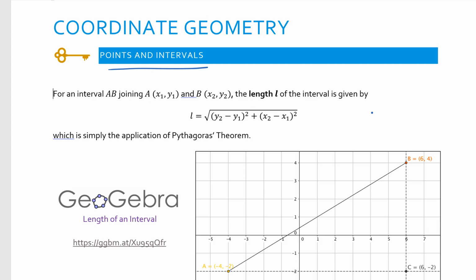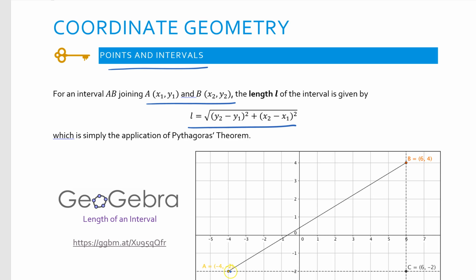So, for an interval AB joining these 2 points, the length of the interval is given by this. It's called the distance formula. Sometimes it might have D instead of L. But the main thing to realise is that we don't need to memorise this formula. The distance formula is just the application of Pythagoras' theorem. So there's a GeoGebra here. We're not going to go to it because we can get by without it.